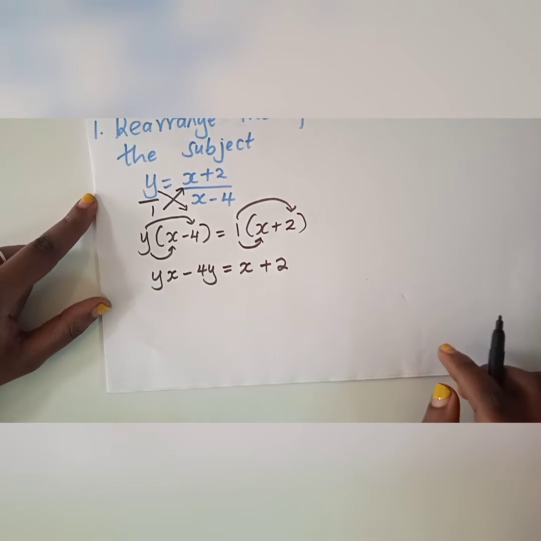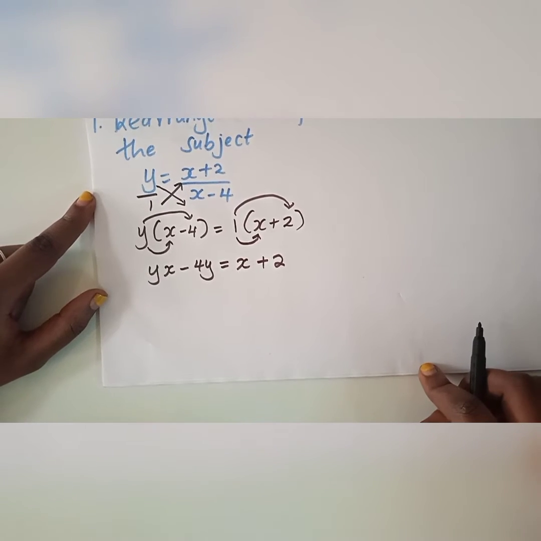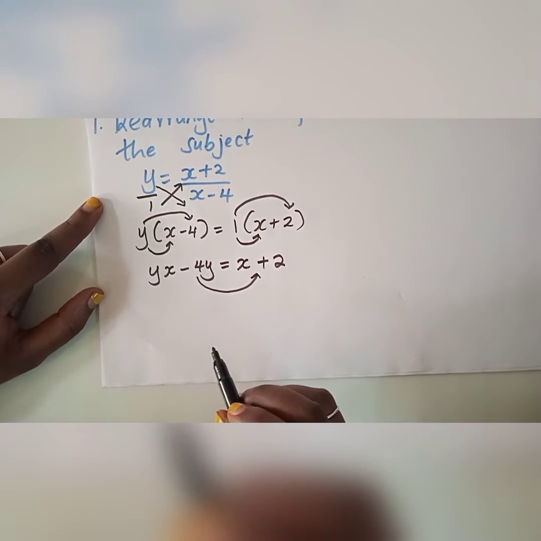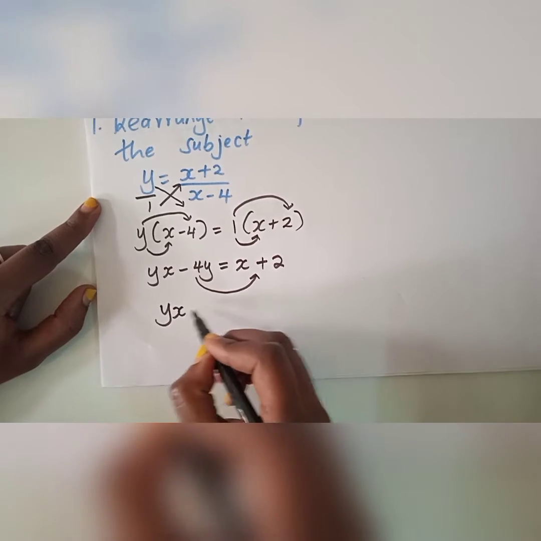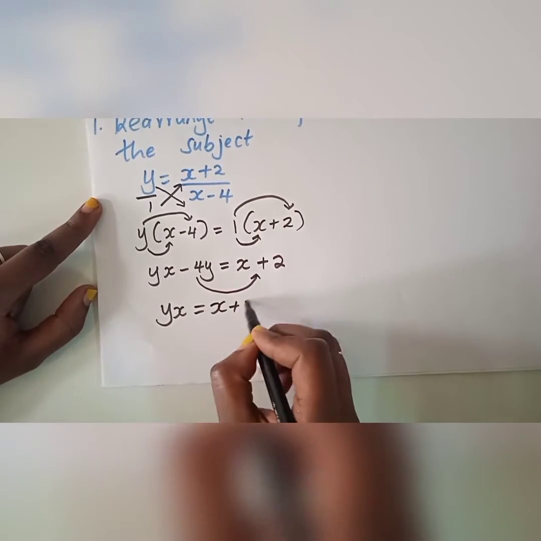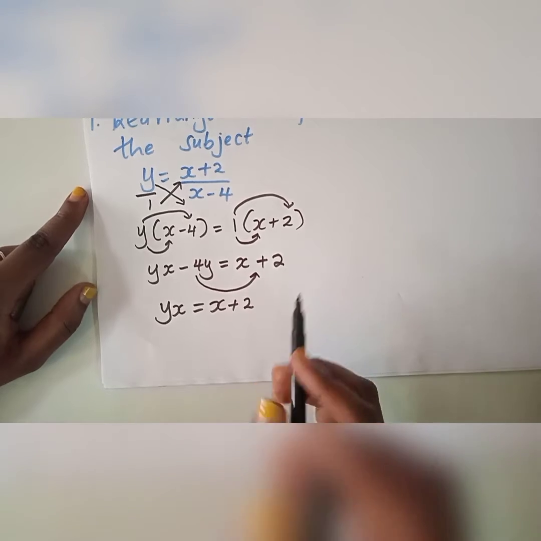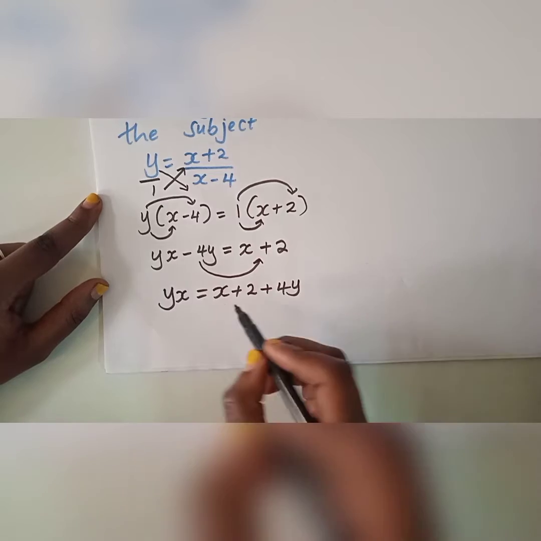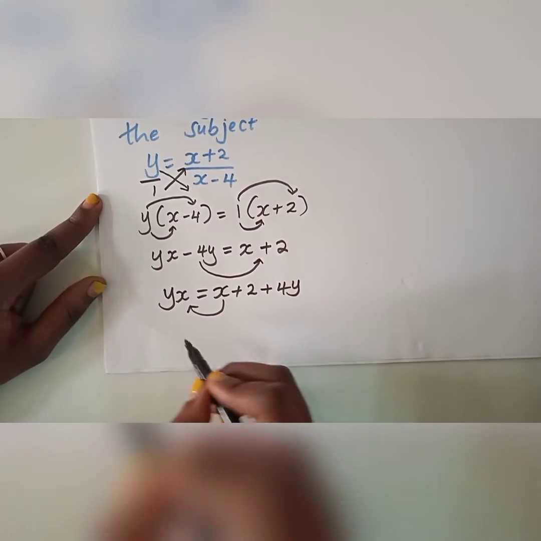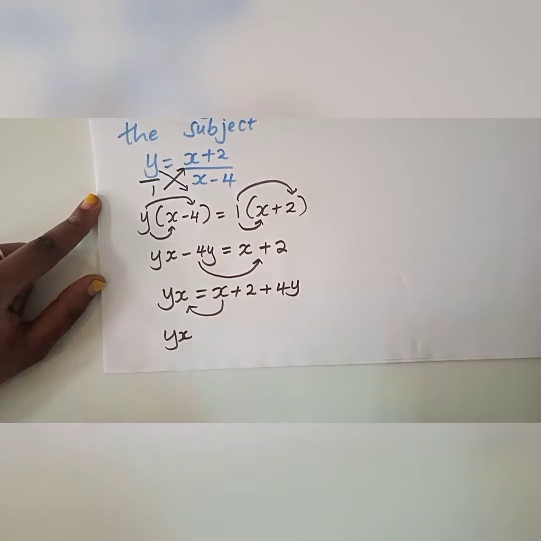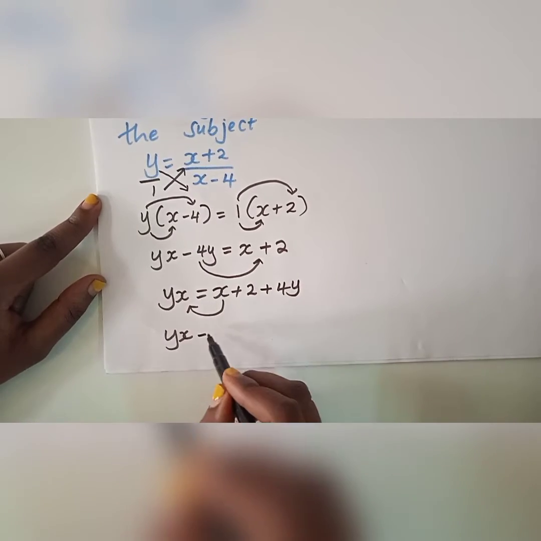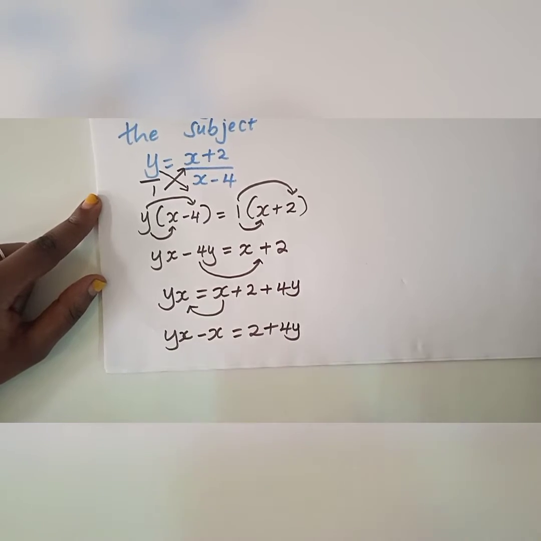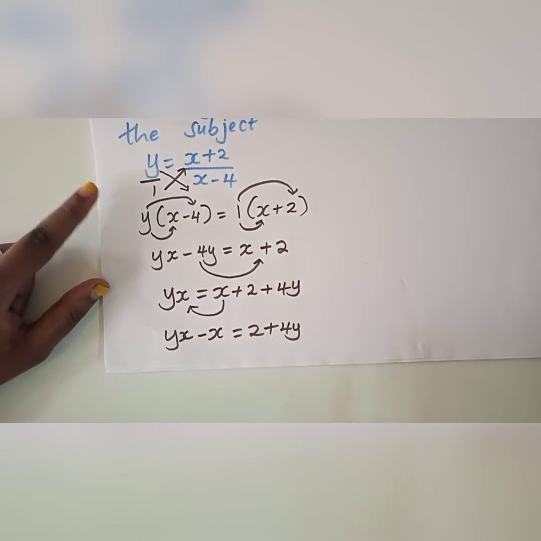Okay, so now the next part is to put all the x's together. So we're going to kick this one to the other side. So we'll have yx equals to x plus 2. When you take minus 4y to the other side, it becomes a plus 4y. Next thing, now we take x to the other side. So we'll have yx, x is a positive on this side, so it becomes a minus x equals to 2 plus 4y. At least now we have all the x's on one side.